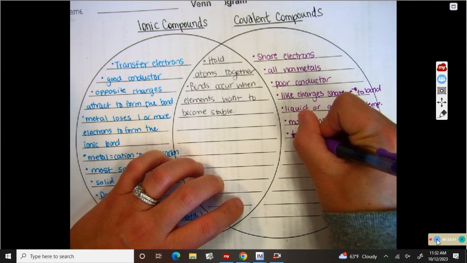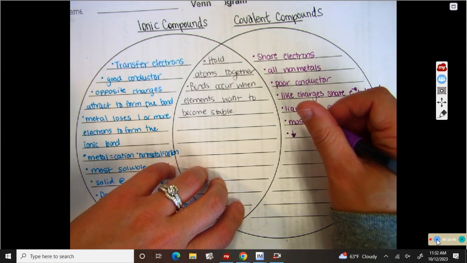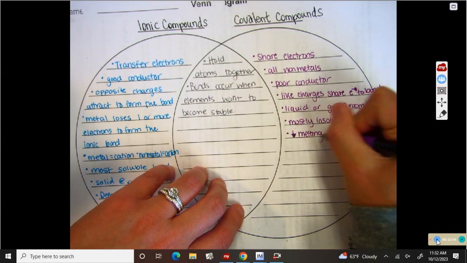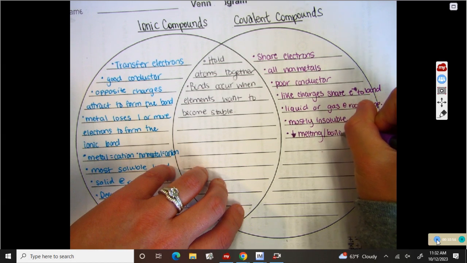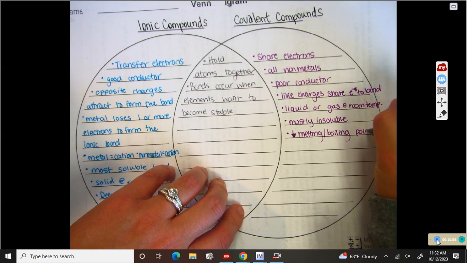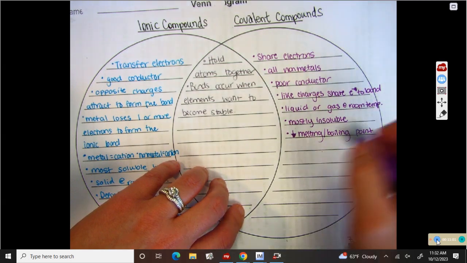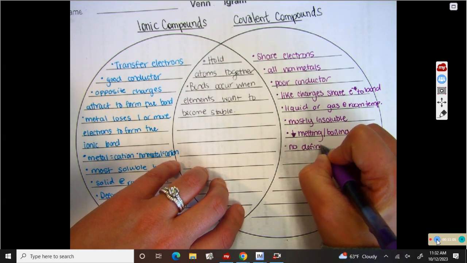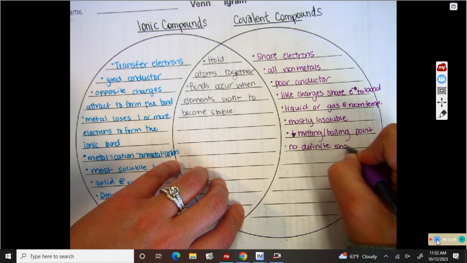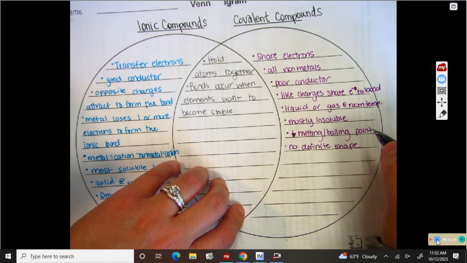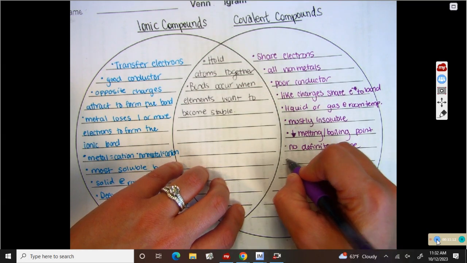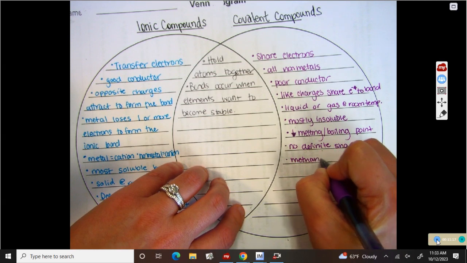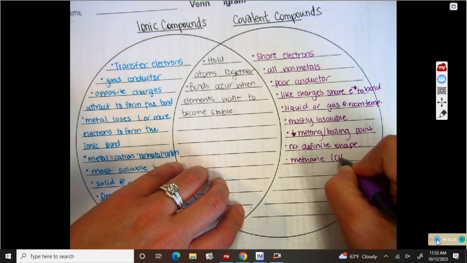But right here, we talk about nonmetals. Since metals had a high melting and boiling point, nonmetals have a low melting and boiling point. They don't have a definite shape. And our example can be methane, which is carbon and hydrogen, CH4.